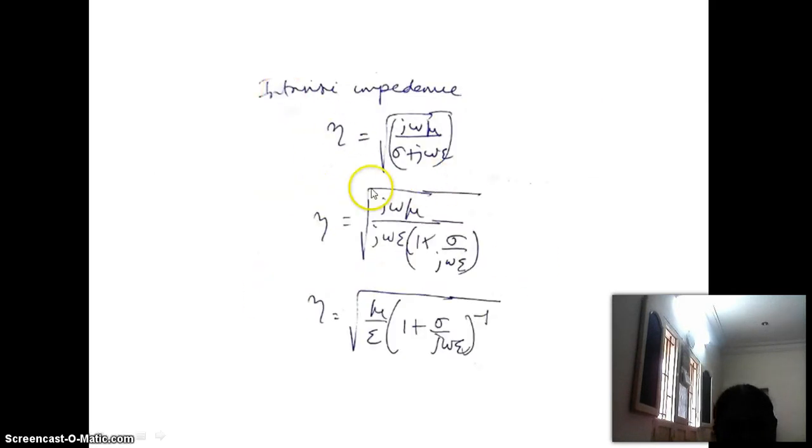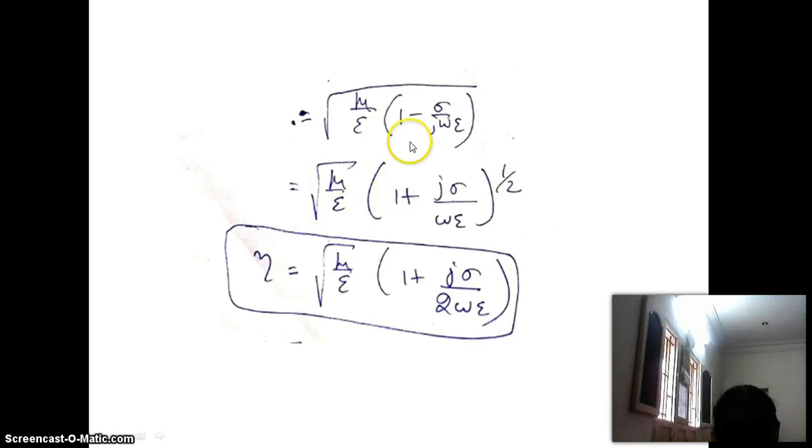Now the intrinsic impedance equation can be written as root of j omega mu by sigma plus j omega epsilon. Take j omega epsilon outside in the denominator, so it is 1 plus sigma by j omega epsilon. Again, sigma by j omega epsilon is called the loss tangent. Bring this to the numerator with the whole power minus 1, and apply the binomial theorem. You can rewrite it as root of mu by epsilon times 1 plus j sigma by 2 omega epsilon, since 1 plus x by 2, where x by 2 is j sigma by 2 omega epsilon. This is the expression for intrinsic impedance.